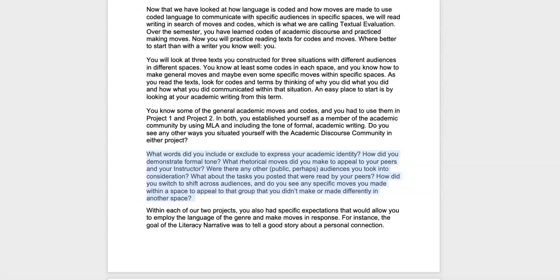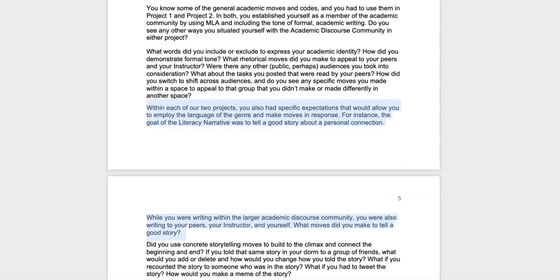What about the tasks you posted that were read by your peers? How did you shift across audiences, and do you see any specific moves you made within a space to appeal to that group that you didn't make or made differently in another space? Within each of our 2 projects, you also had specific expectations that would allow you to employ the language of the genre and make moves in response.